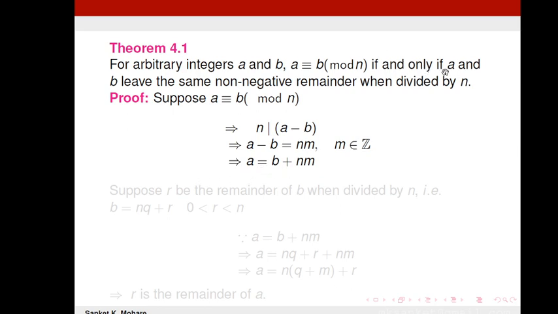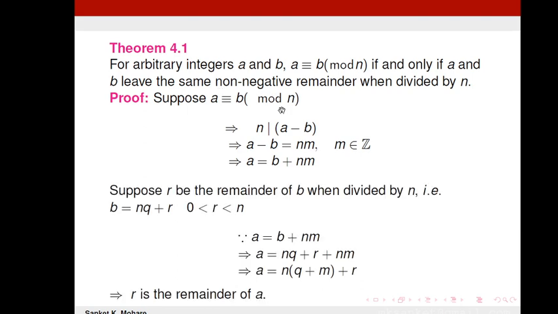Now I assume r is the remainder of b when divided by n. So again by the division algorithm, b is equal to nq plus r, where r lies between 0 and n, and q is a unique integer. Now here we assume r is the remainder of b when divided by n, and we prove r is the remainder of a when divided by n.